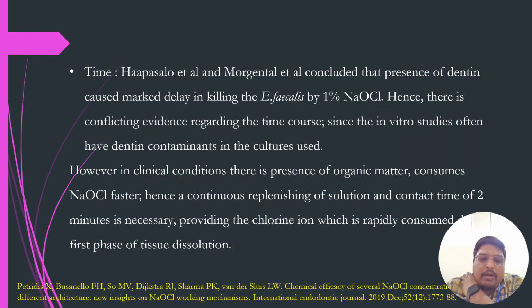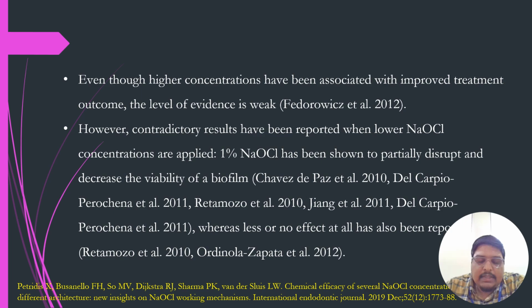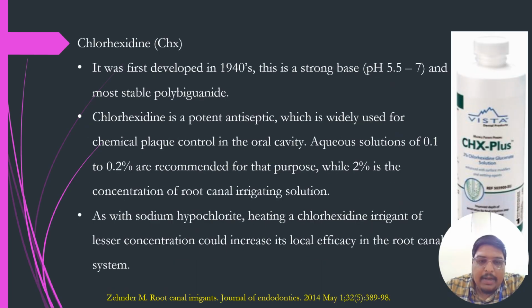Haapasalo et al. and Portenier et al. concluded that the presence of dentin caused a marked delay in killing of E. faecalis by 1% NaOCl. Hence, there is conflicting evidence regarding the time course, since in vitro studies often have dentin in culture use. However, in clinical conditions, there is the presence of organic matter which consumes the irrigant. And even though a high concentration has been associated with improved treatment outcome, the level of evidence is weak. However, contradictory results have been reported when lower NaOCl concentrations are applied.